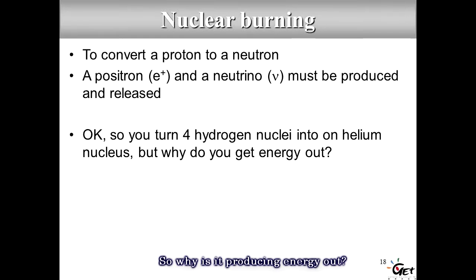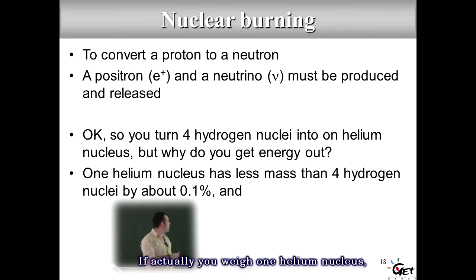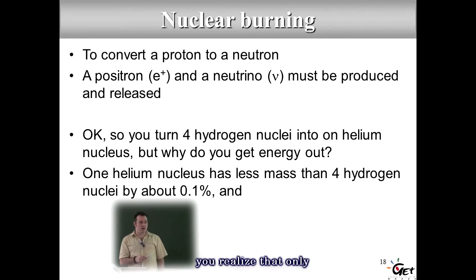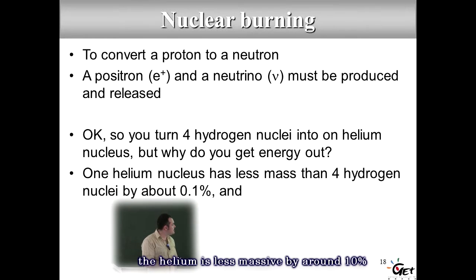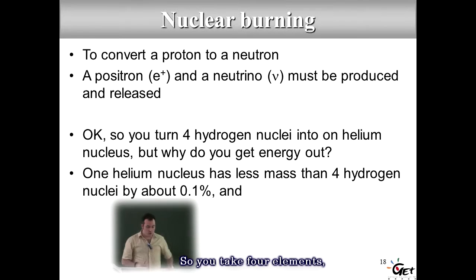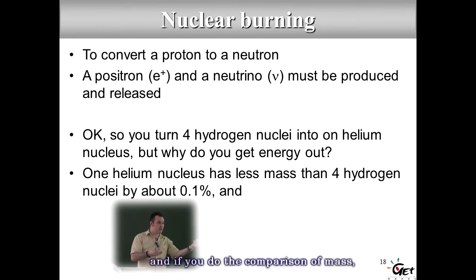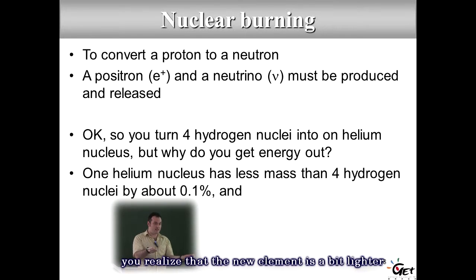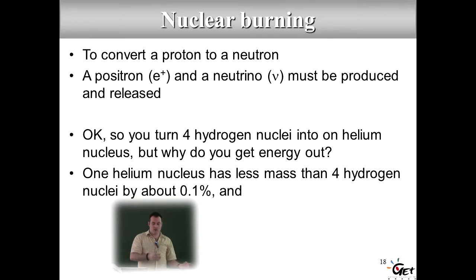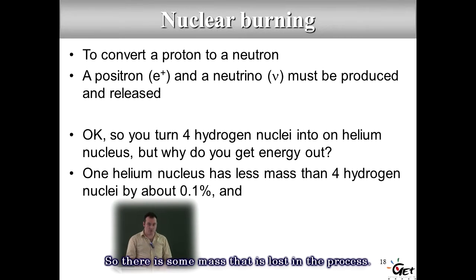So why is it producing energy? If you weigh 1 helium nucleus and you compare it to the mass of 4 hydrogen nuclei, you realize that the helium is less massive, by around 10% compared to the 4 atoms of hydrogen. So you take 4 elements, you merge them together, you get another element, and if you do the comparison of mass, you realize that the new element is a bit lighter than the sum of the mass of the initial elements. Okay? So there is some mass that is lost in the process.